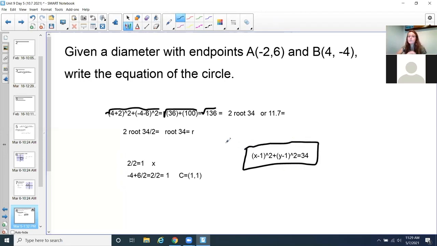Sometimes you'll have questions like this where you're given endpoints of a diameter. Sometimes you'll be given the center and then a point on the circle. If you were given the center and a point on the circle, what would you have to do? You already know the center, so all you need is the radius. How could you find the radius? Yes, you would just use the distance formula from that point on the circle to the center. Perfect.